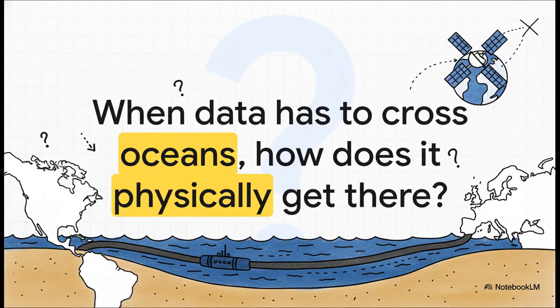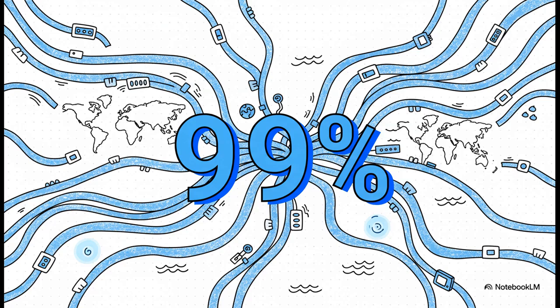So this brings up a really interesting question. What happens when your request has to go from, say, North America to Europe? How does it physically get there? A lot of us probably picture satellites bouncing signals around, but the reality is way more down to earth, literally. This is an incredible fact.